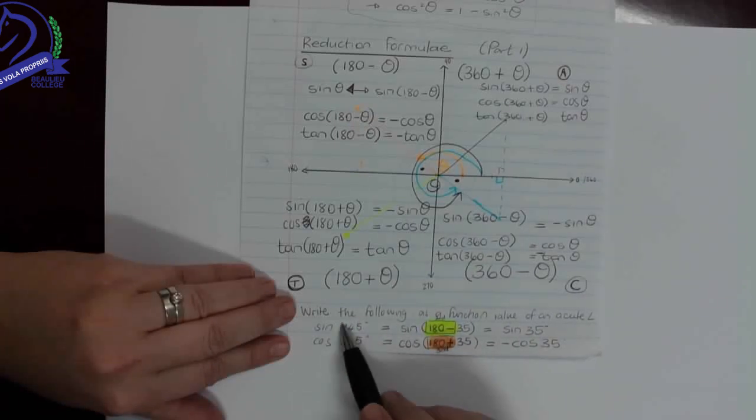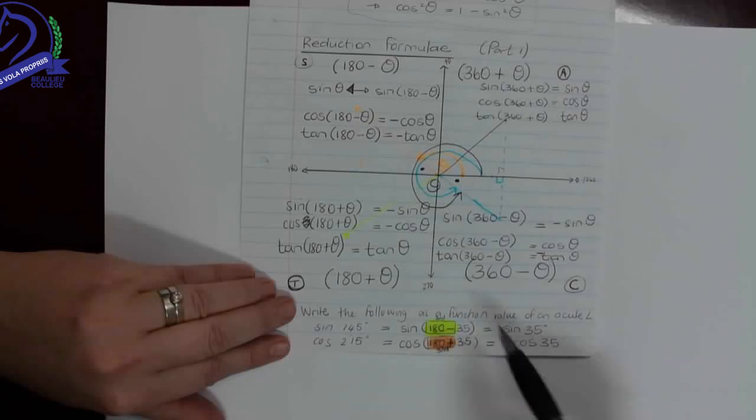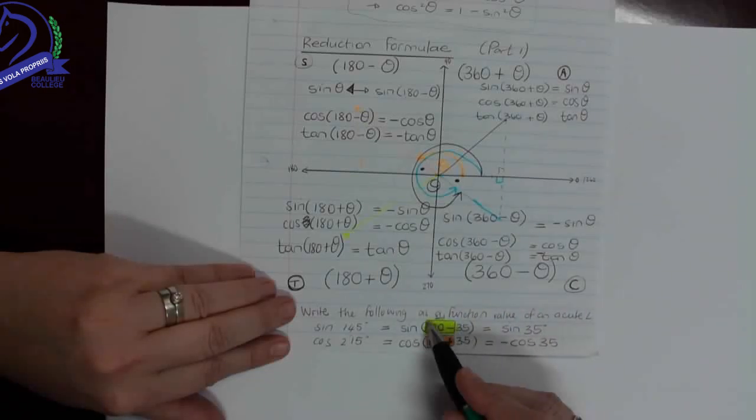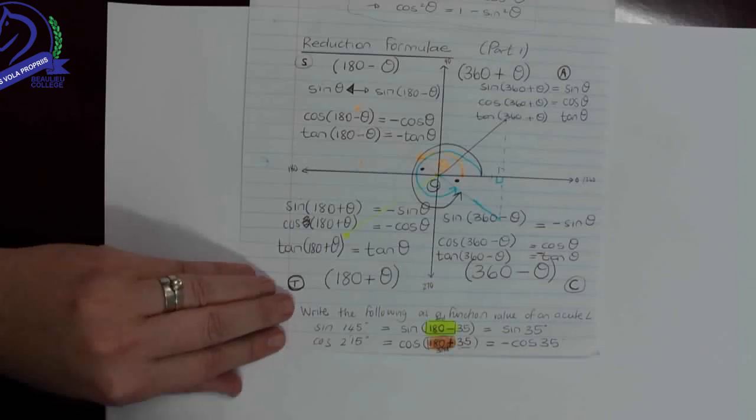Write that 145 using a sum. The first bit of the sum tells me in which quadrant I am in. That tells me whether I've got a plus or a minus, and just use the acute angle.